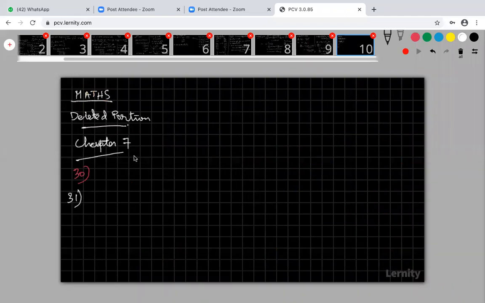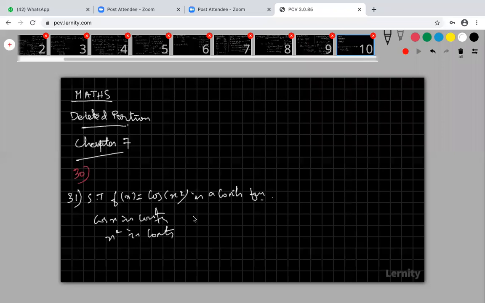Question number 31 is: show that the function defined by f of x equal to cos of x square is a continuous function. So we know that cos x is continuous. We know that x square is continuous. What is x square? X square is a polynomial function. What is cos x? Trigonometric function. So all the trigonometric functions are continuous in their domain.